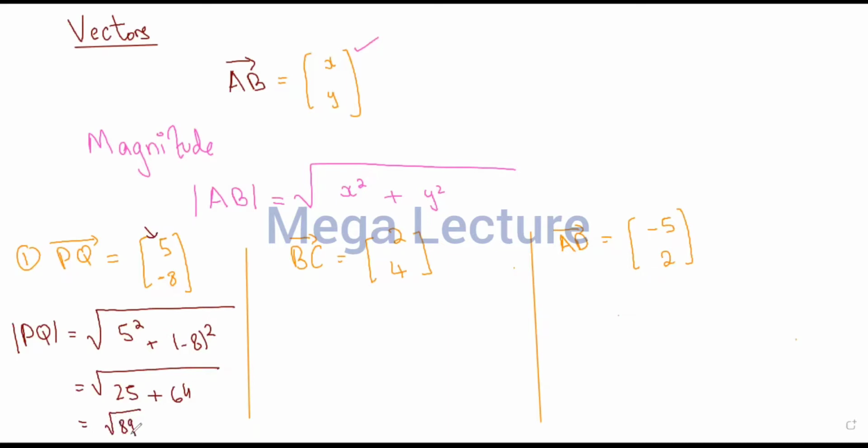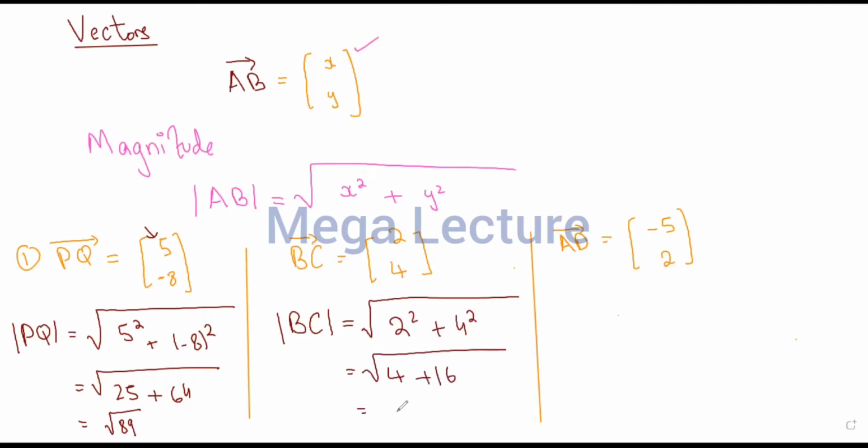If we talk about the next example, the magnitude of BC, which is represented this way, would be under the root 2 squared plus 4 squared. It would be under the root 4 plus 16. And once you simplify this, you will get 2 under root 5. And can you guys tell me the magnitude of AD, this vector?